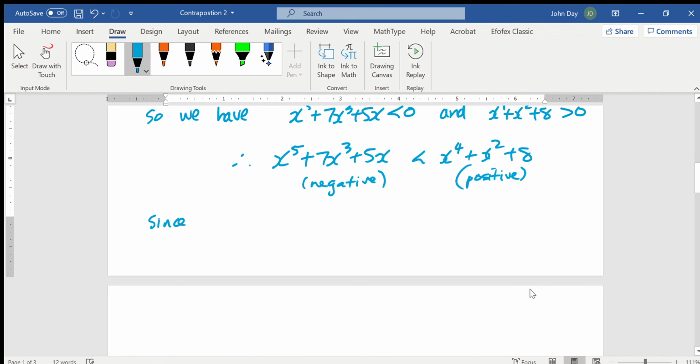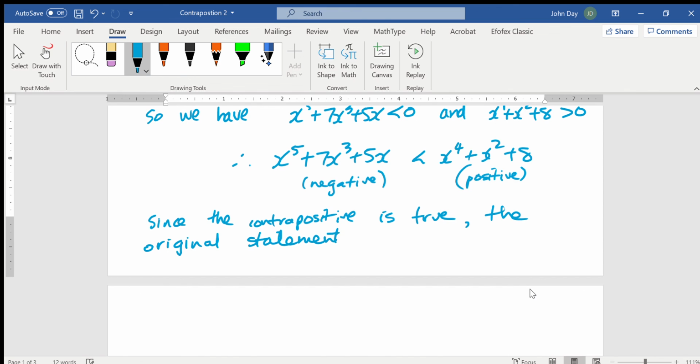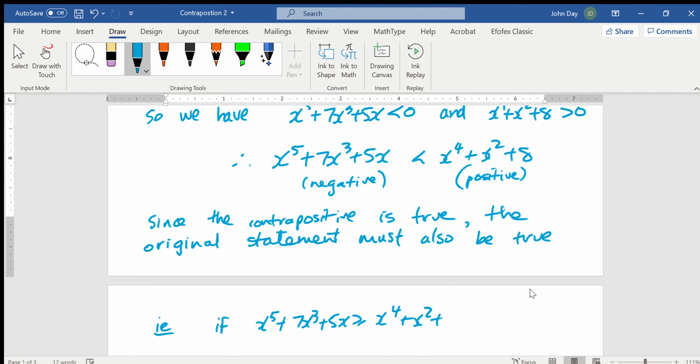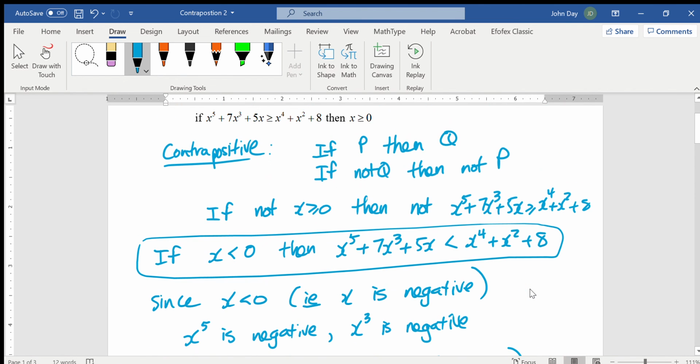Since the contrapositive is true, the original statement must also be true. I.e., if x^5 + 7x^3 + 5x is bigger than or equal to x^4 + x^2 + 8, then x must be bigger than or equal to 0. Just check that's what it was. Yep, got it.